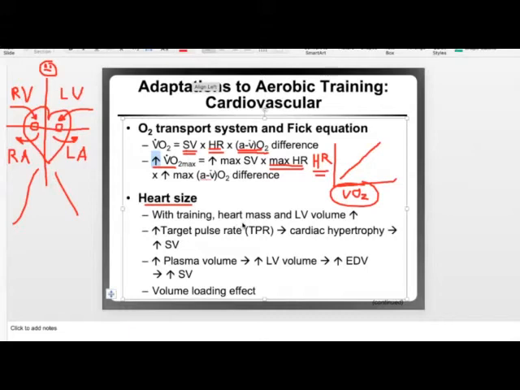So with exercise training, heart mass and the left ventricular volume increase. Actually, let me think. I think I have this opposite. Why am I going to brain fart on this right now? I want to make sure I'm not labeling things wrong. Let's take a look. That's in the beginning of chapter 6. Yeah, I knew I was wrong. Left atrium, aorta, pulmonary valve, right atrium. Atrium is up, ventricle is down. Correct. So let's erase this and redraw it.